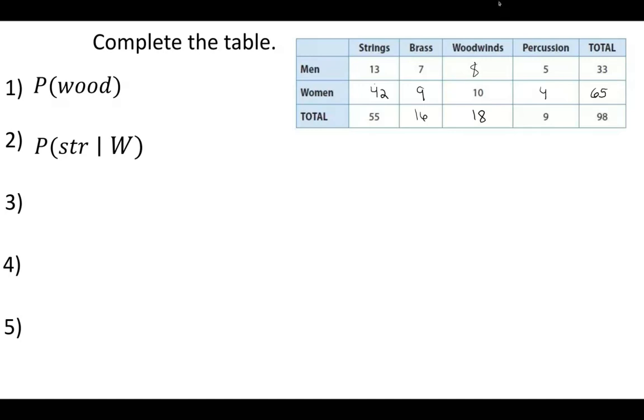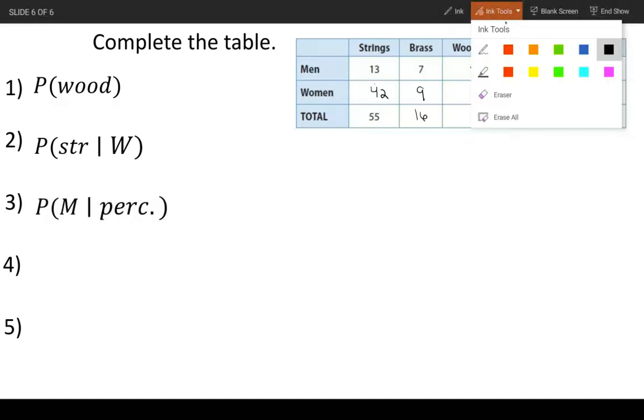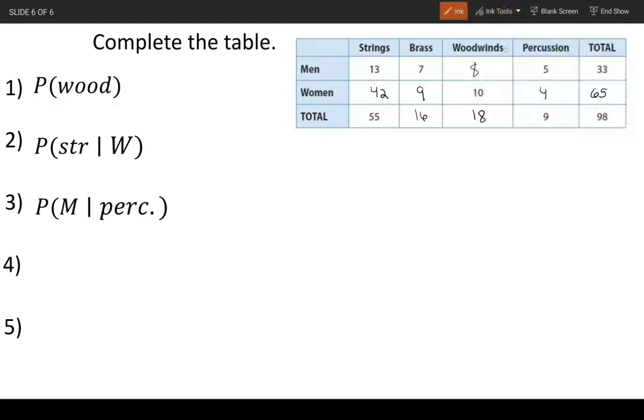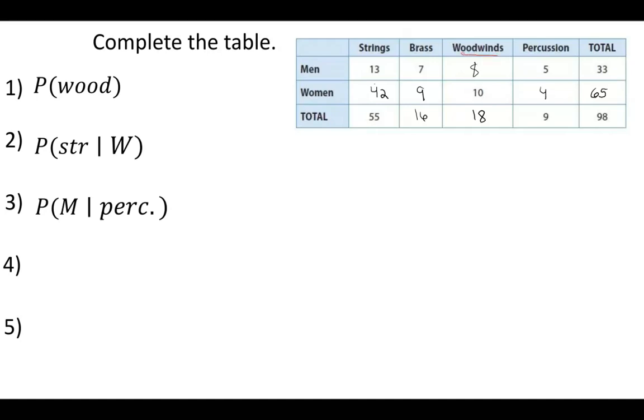All right. So our first question is, what's the probability of choosing a woodwind? All right, notice there's no given with this. It's just, as a whole, probability of a woodwind. So woodwinds, up here, the total number of woodwinds is 18. So that's favorable outcomes. And then the total number of outcomes is 98. 98 total people, 18 of those are woodwinds.